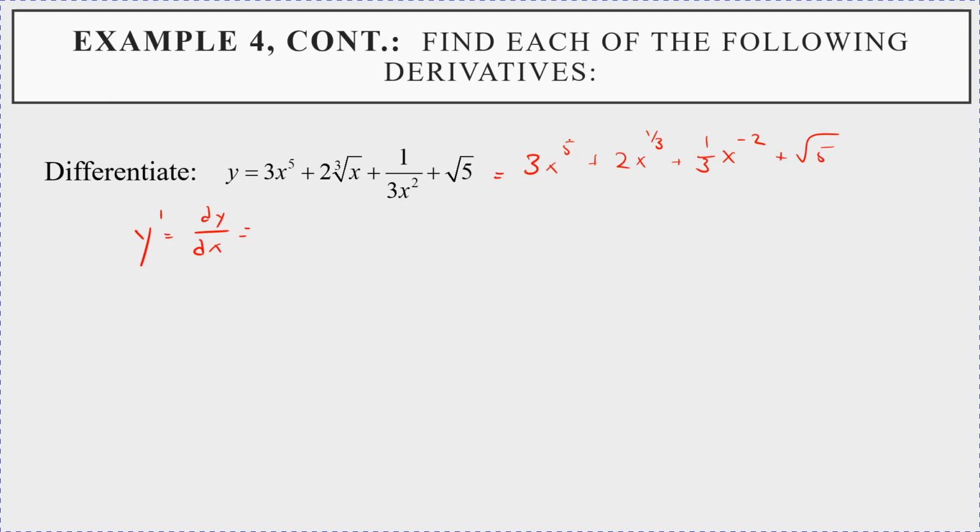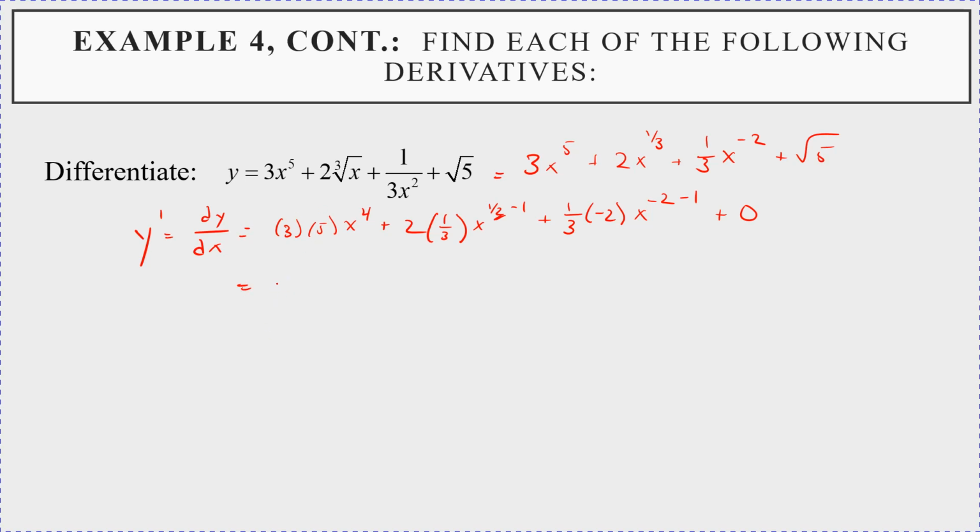Okay, so this one's easy. Just bring the 5 down. So this is 3 times 5, and then 5 minus 1 gets me x to the 4th. Plus 2, bring the 1/3 down, x to the 1/3 minus 1. Plus 1/3, bring the -2 down, x to the -2, and then I have to subtract 1. And then remember, don't fall for this: the square root of 5 is just a constant, so that derivative is 0.